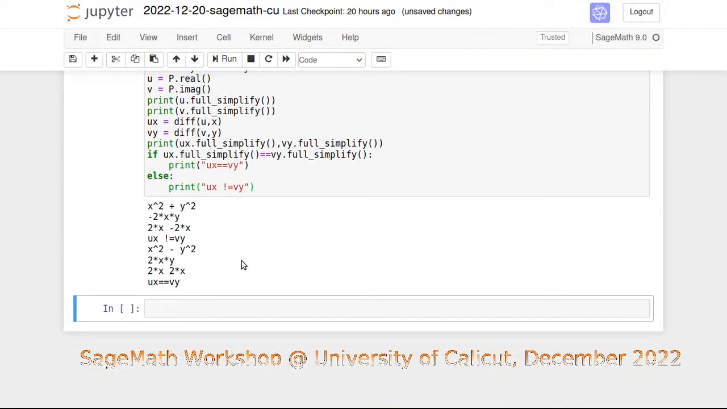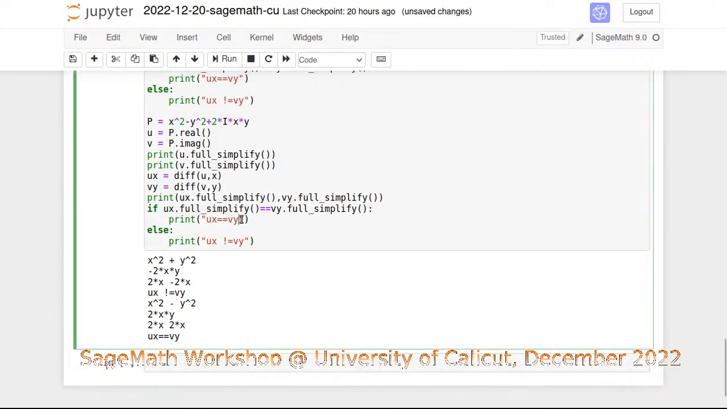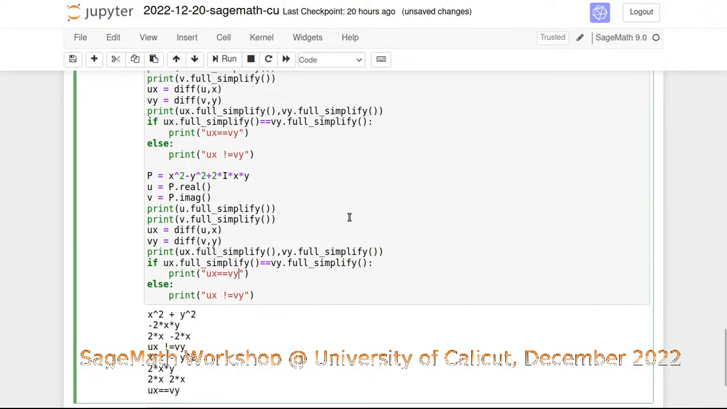Ux equal to Vy. So the function is therefore analytic.